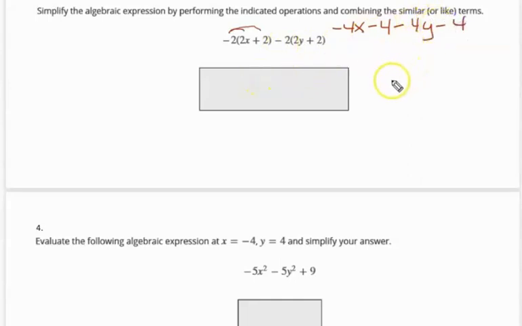All right, combine like terms and see what you get. All right, so this is going to be a negative 4x, a negative 4y, and a negative 8. All right, let's go on to the next one.